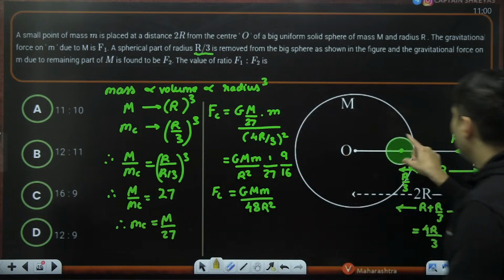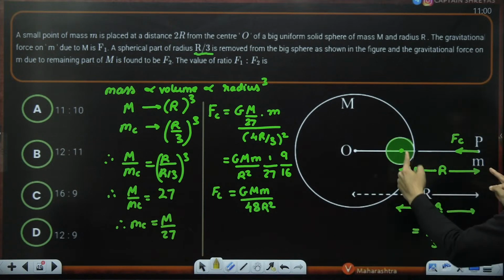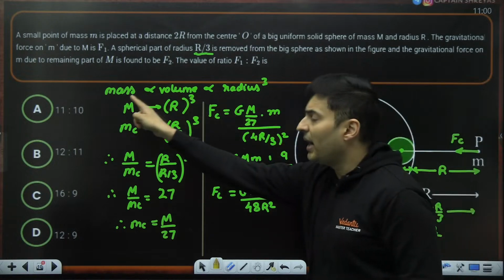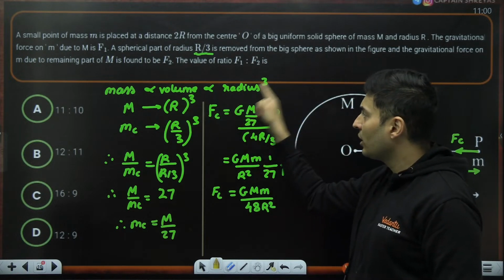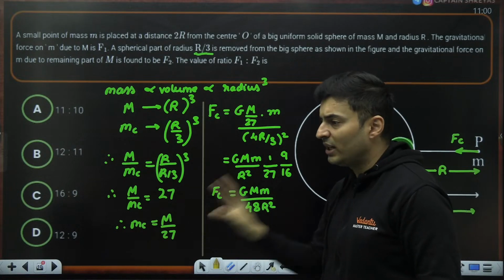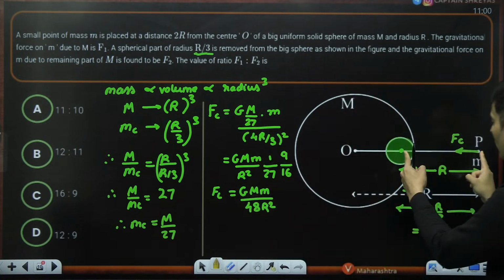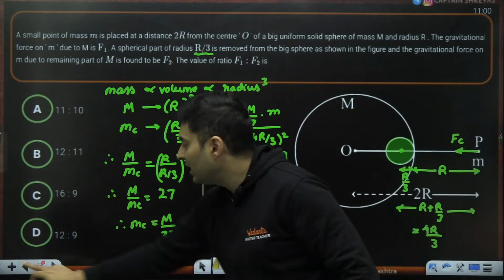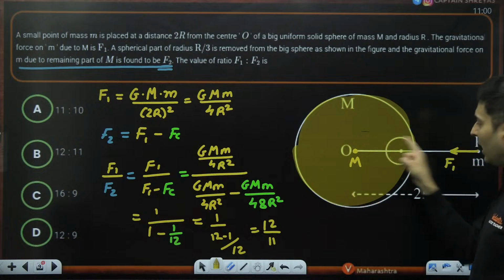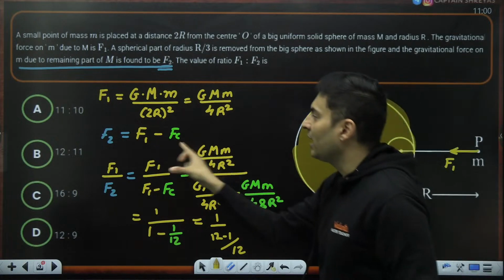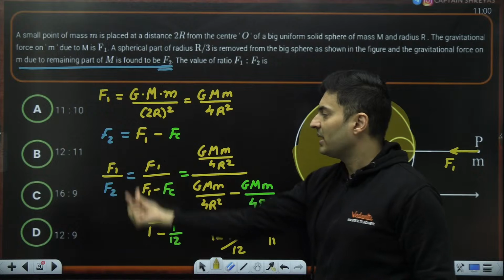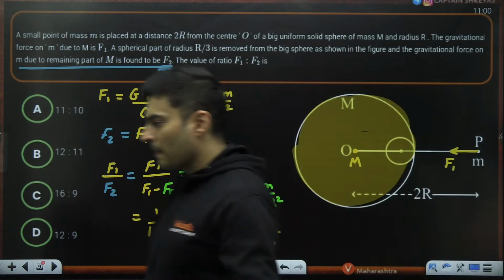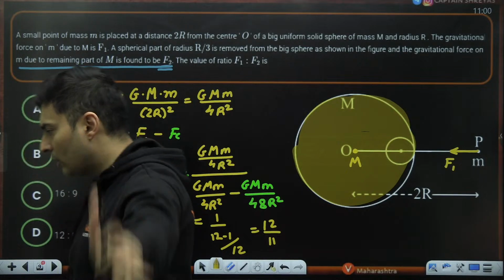Then we said, let's find out the force due to the cavity. So first we found out how far the center is from this mass, and how much this mass is, by using mass proportional to the cube of the radius. The mass was 1/27. So we found the new force due to the cavity alone. Then we said the force due to the remaining part will be the total force minus the force due to the cavity. So then we had to take the ratio. We just substituted the values and we got the answer. Cool? Understood how to solve this?